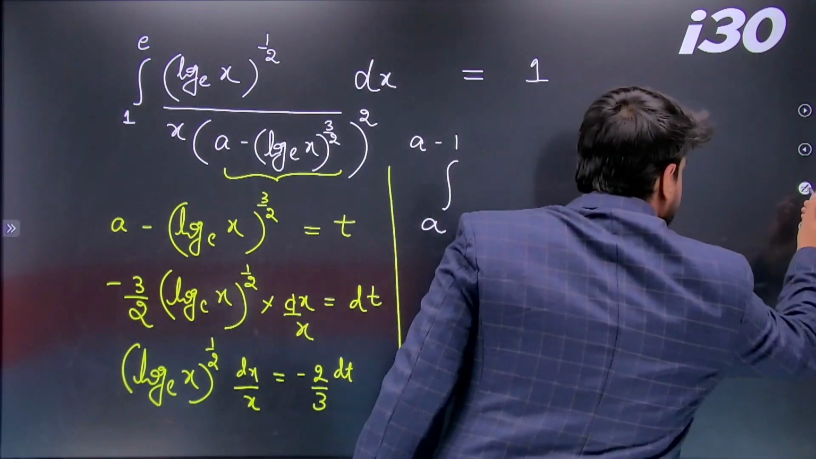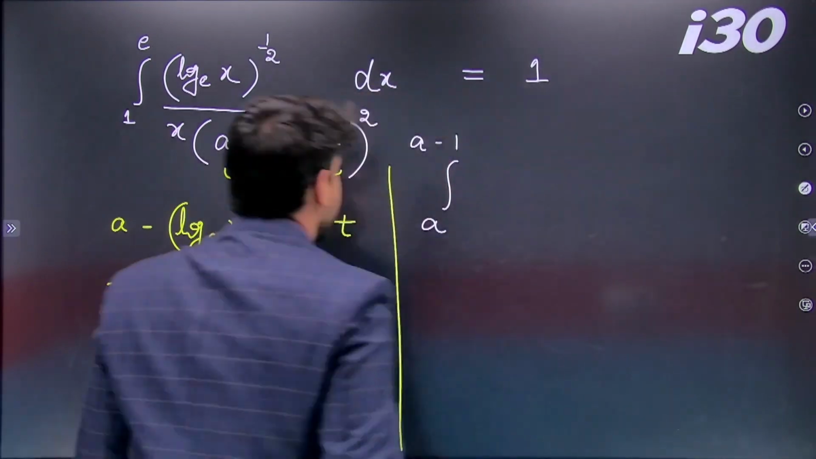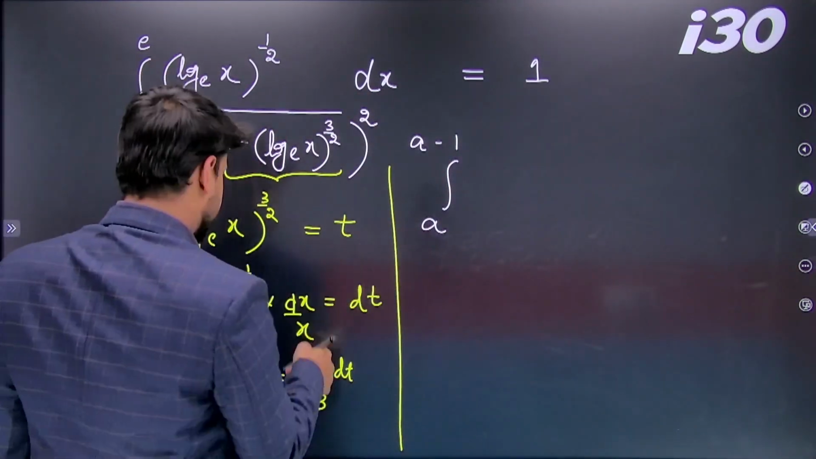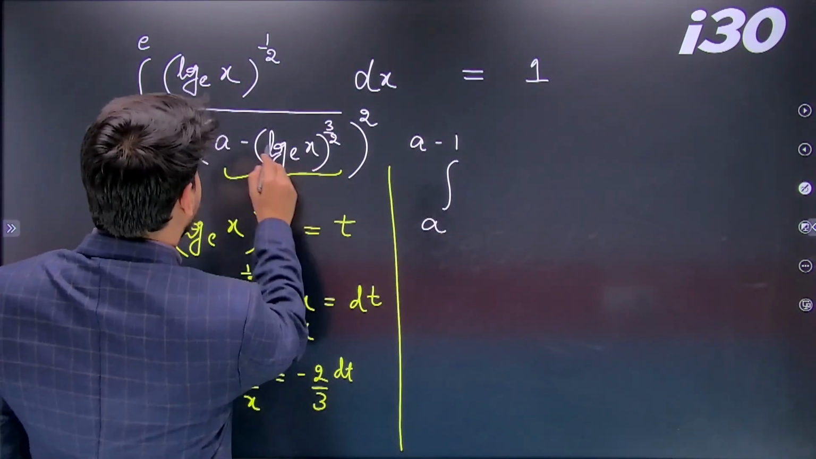So now my final integral will become a very basic thing. What is that? That will become -2/3 dt, and this will be what, t square over here, right?